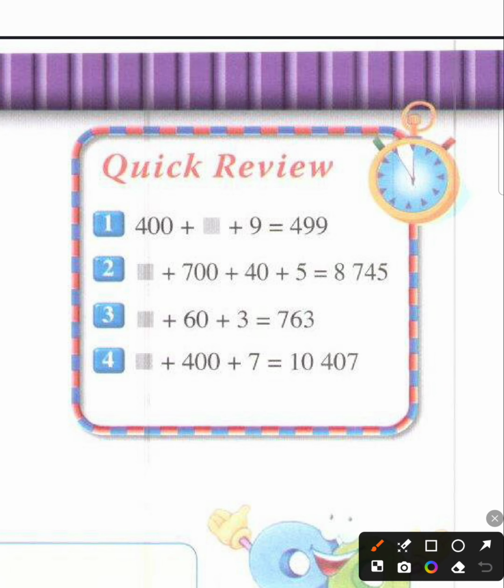400 plus something plus 9 is 499. 400 plus 90 plus 9 is 499. Now we have a second task, 700 plus 40 plus 5, and it must be equal to 8,745. It means it must be before 8,000.